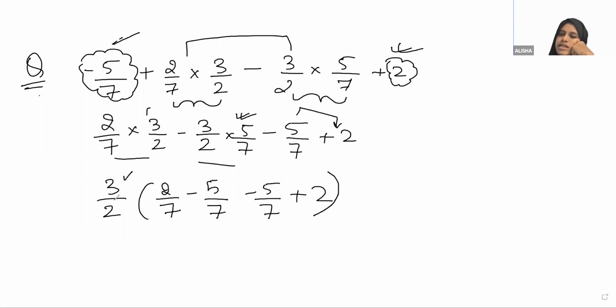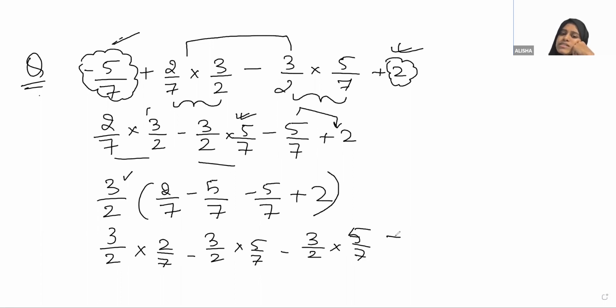What does this mean? See, if I open the bracket, I mean to say 3 by 2 multiplied by 2 by 7 minus 3 by 2 multiplied by 5 by 7 minus 3 by 2 multiplied by minus 5 by 7 plus 3 by 2 multiplied by 2. Is this the same question as what I have given you above? Yes. How? You are seeing no difference between this question and this question?